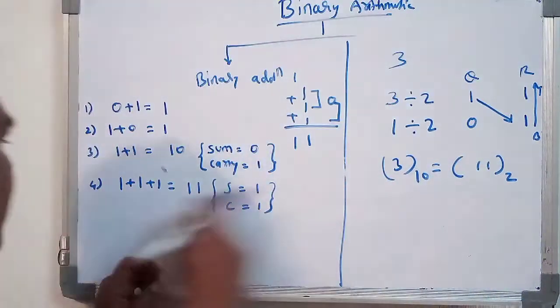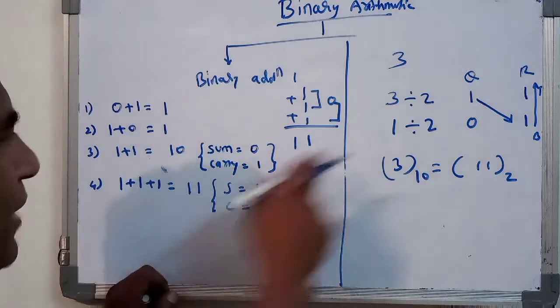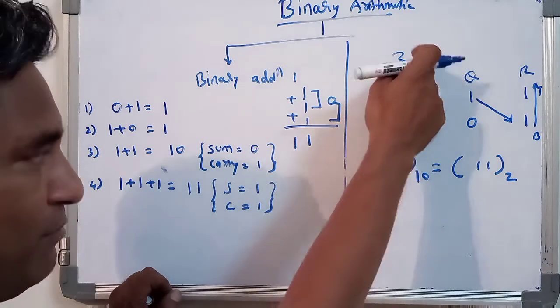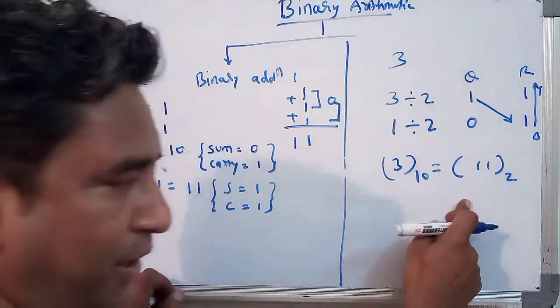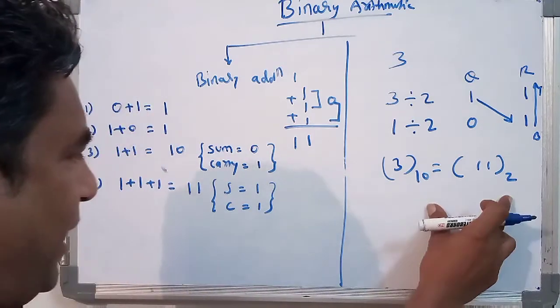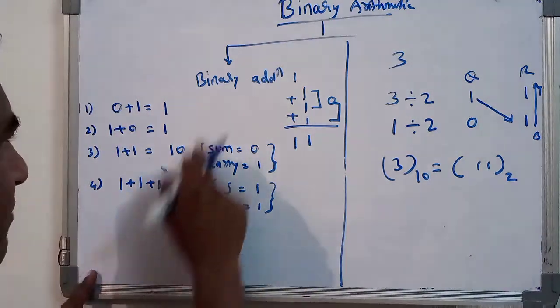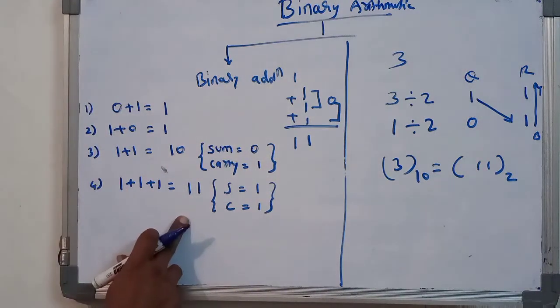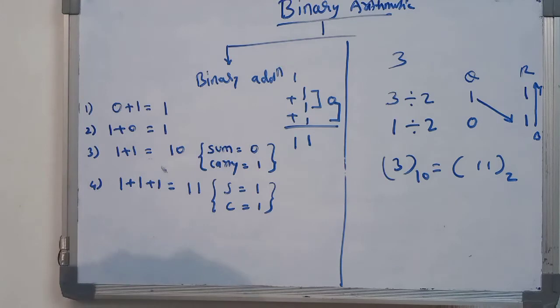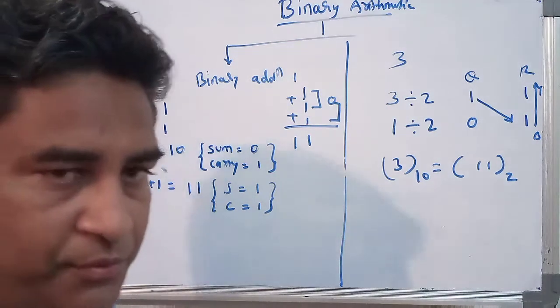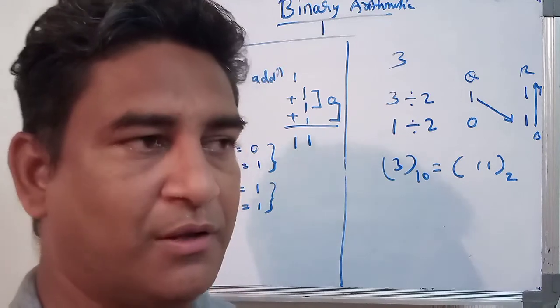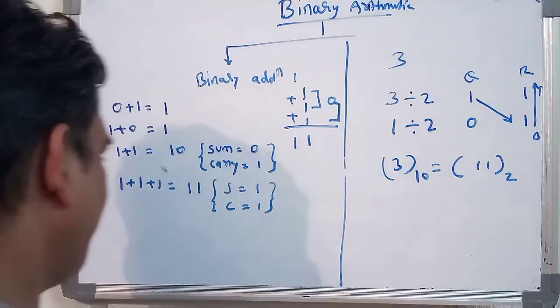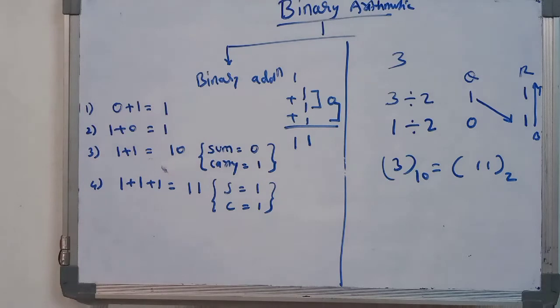So from this 1 plus 1 plus 1, this value is 3 in decimal, but if converted to binary, you will be getting the value as 1 and 1. So here we have written it as a binary addition. These are the rules. Okay students, now apart from those rules, suppose you take any example, you have to solve that example also.